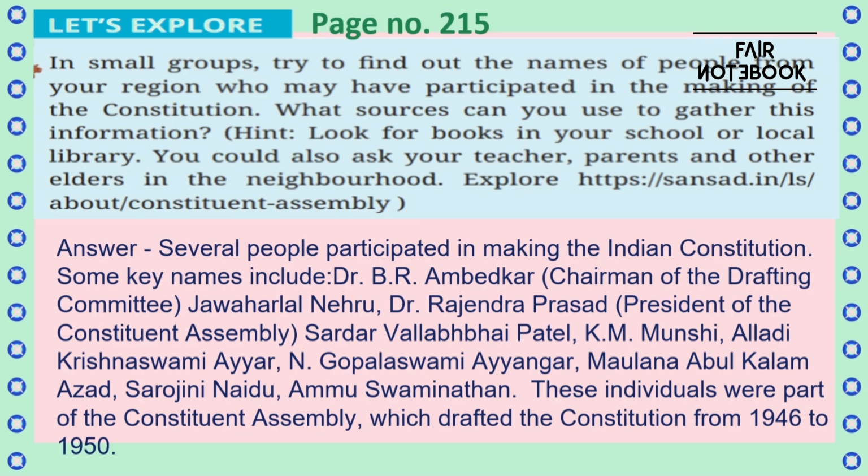Some key names include Dr. B.R. Ambedkar, Chairperson of the Drafting Committee; Jawaharlal Nehru; Dr. Rajendra Prasad, President of the Constituent Assembly; Sardar Vallabhbhai Patel; K.M. Munshi; Alladi Krishnaswamy Iyer; N. Gopalaswamy Iyengar; Maulana Abul Kalam Azad; Sarojini Naidu; Ammu Swaminathan. These individuals were part of the Constituent Assembly which drafted the Constitution from 1946 to 1950.